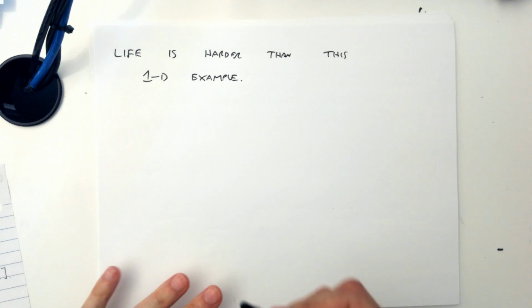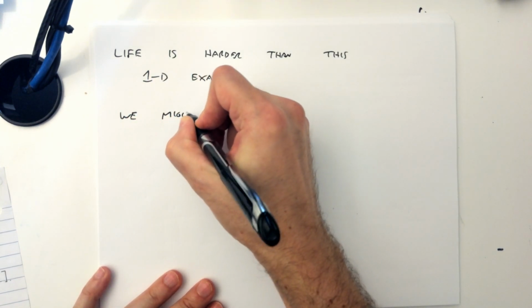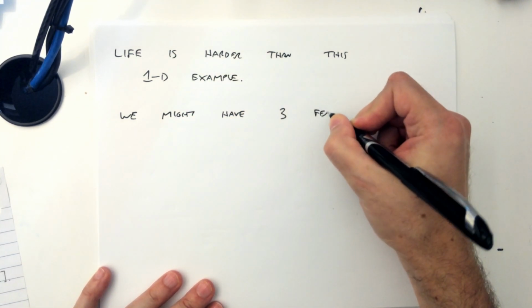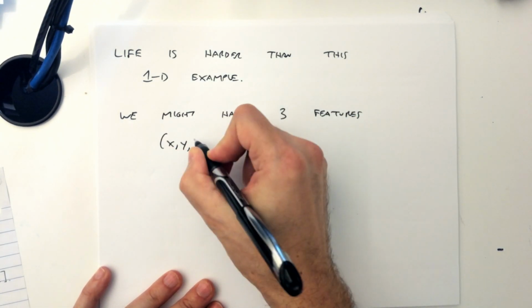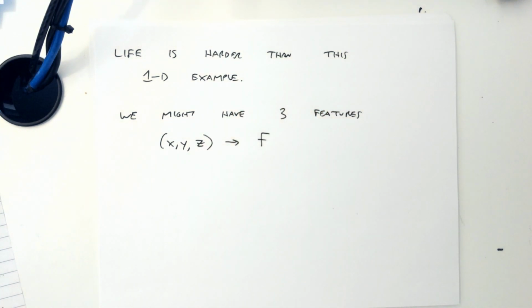Instead, for example, we may have 3 features, X, Y, Z, that we want to fit to some numbers F. So what would the polynomial problem look like there? Well, we would have a lot of terms.